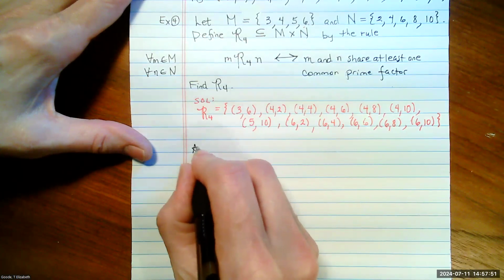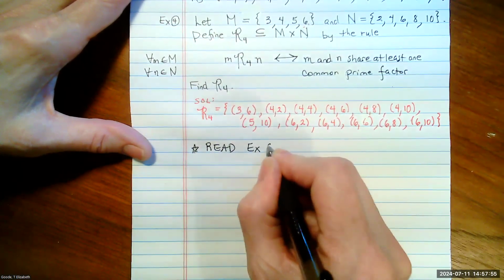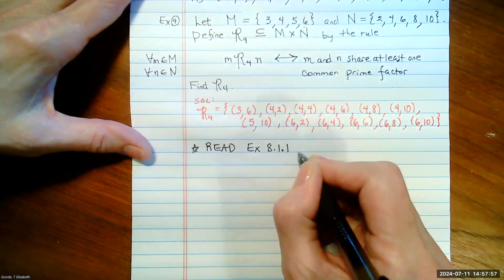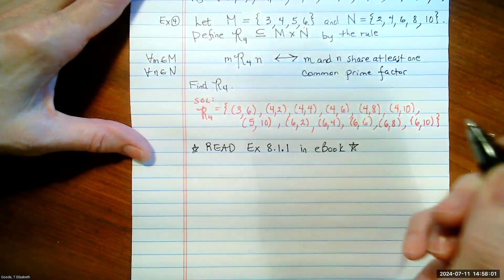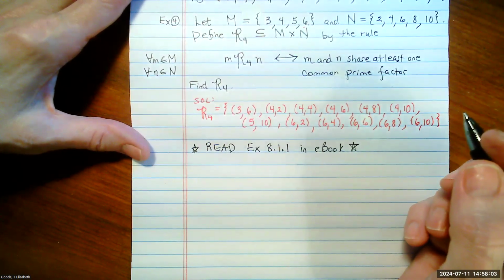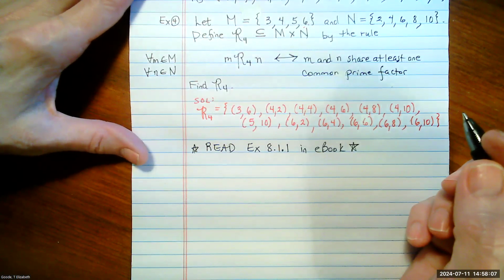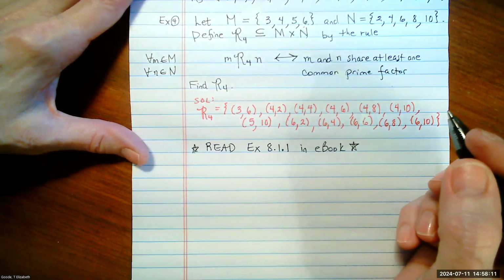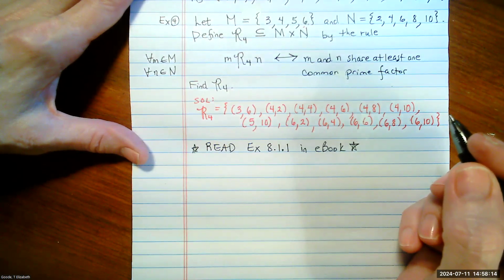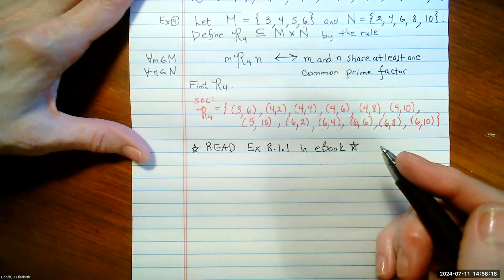I'd like you to be sure and read example 8.1.1 in the ebook. It's an example of an infinite binary relation from the reals to the reals. So I'd like you to read that so that you can see first an example of an infinite binary relation and also a binary relation on a non-finite set, namely the reals.